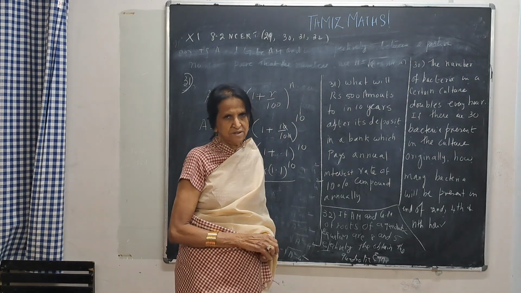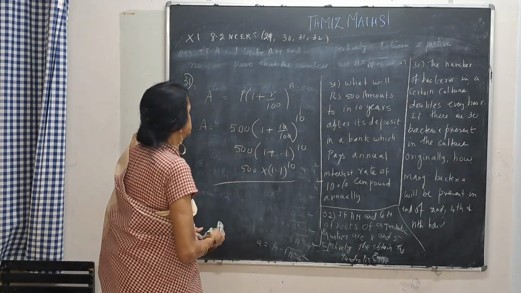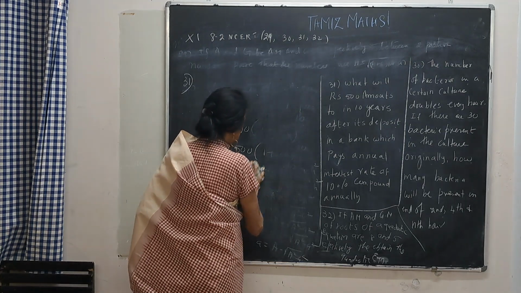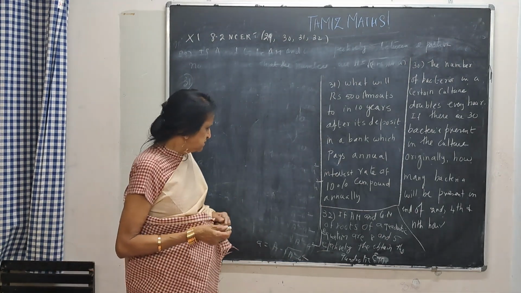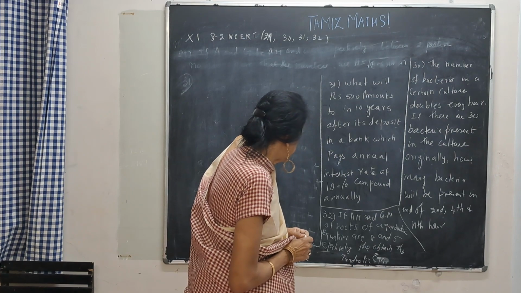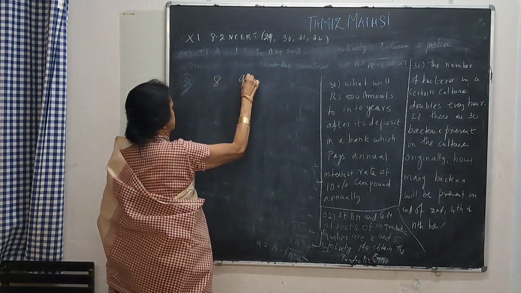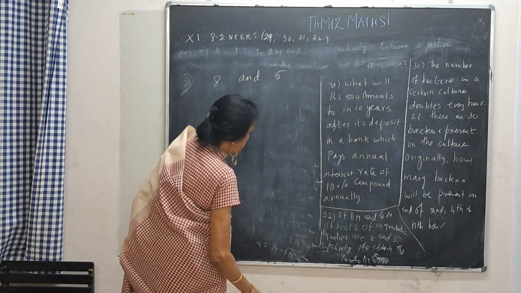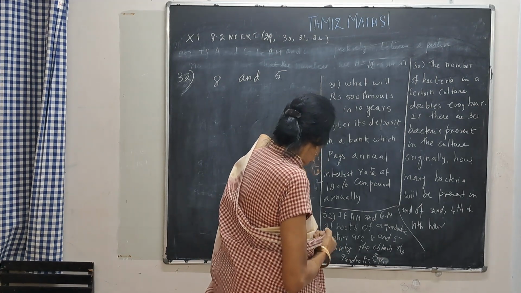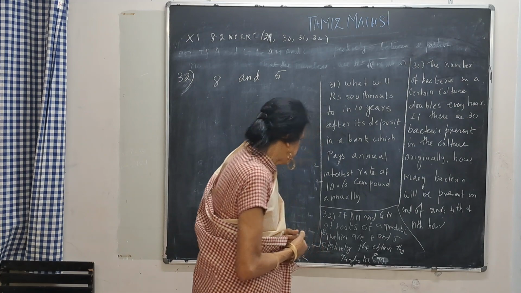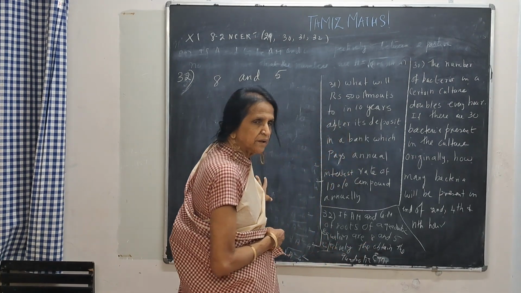Now we will go for the last question in this exercise. If the arithmetic mean and geometric mean of the roots of a quadratic equation are 8 and 5, this is problem number 32, then you have to form the quadratic equation. So it's given 8 and 5, and we have to form the quadratic equation.